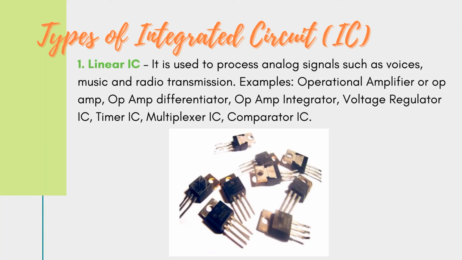Types of integrated circuit, IC. 1. Linear IC. It is used to process analog signals such as voices, music and radio transmission. Examples: operational amplifier or op-amp differentiator, op-amp integrator, voltage regulator IC, timer IC, multiplexer IC, comparator IC.